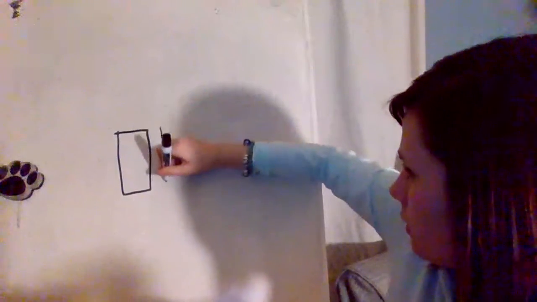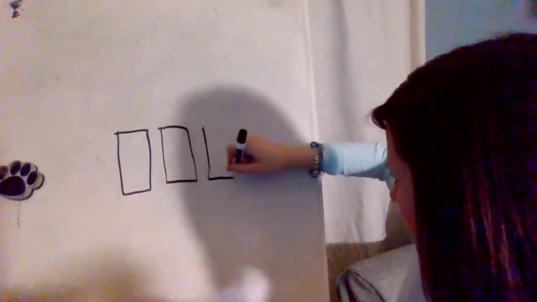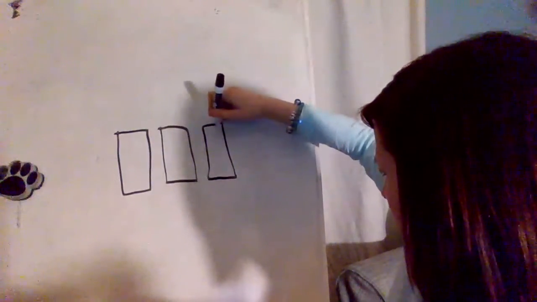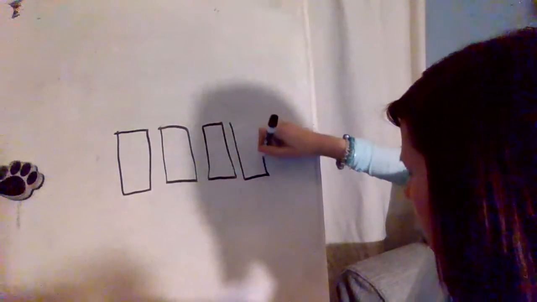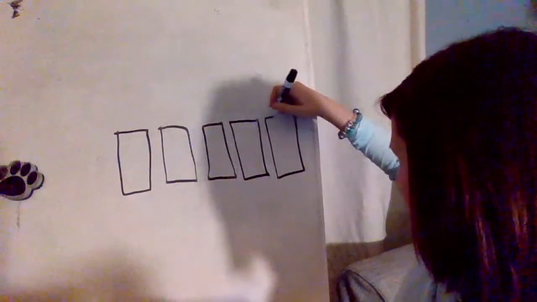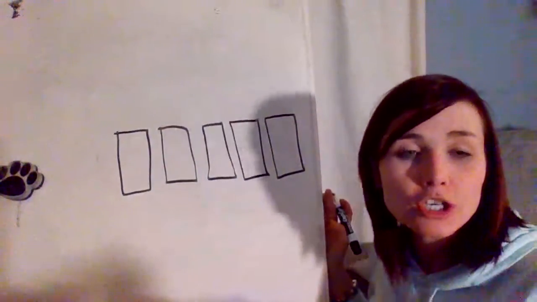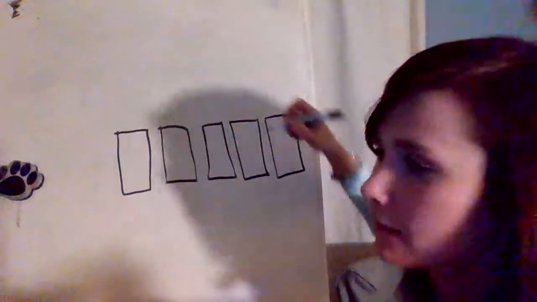One, 2, 3, 4, 5. Okay, there are my rectangular prisms. All right, he puts a cone on 3 of them.